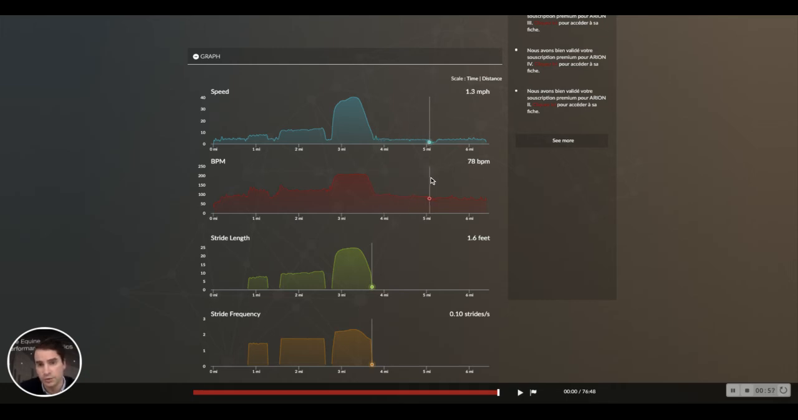Then if we have a look 15 minutes later, he's already at 72 beats per minute, ready to get back to the stable. So as you can see, this is a very impressive fitness, and that shows that good horses always have a great heart.